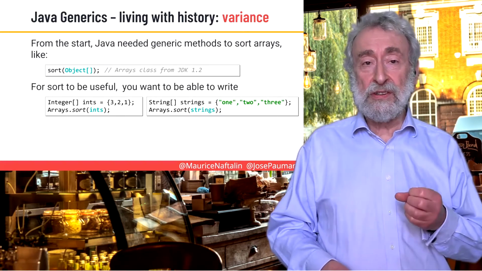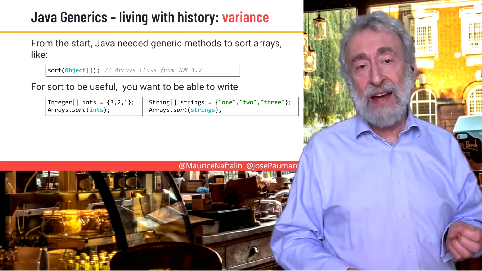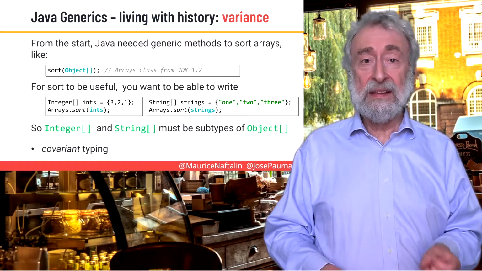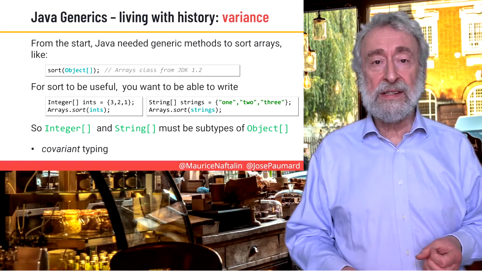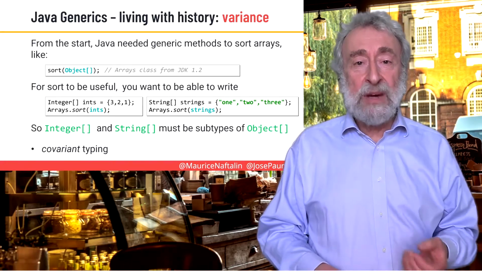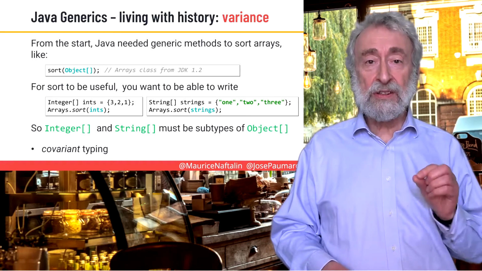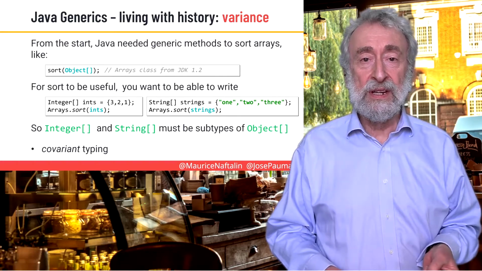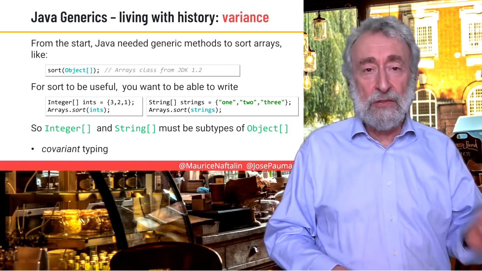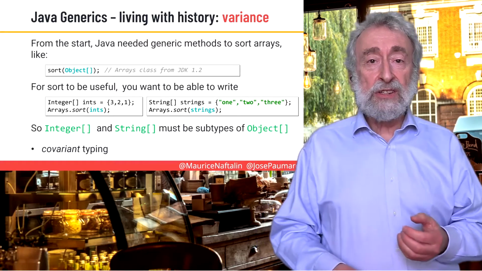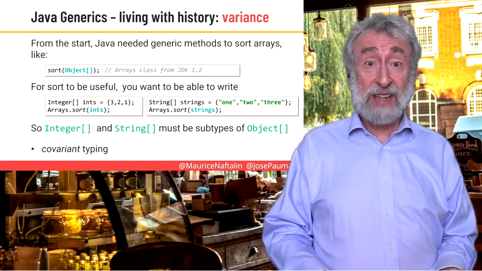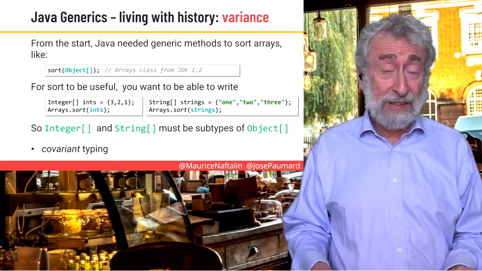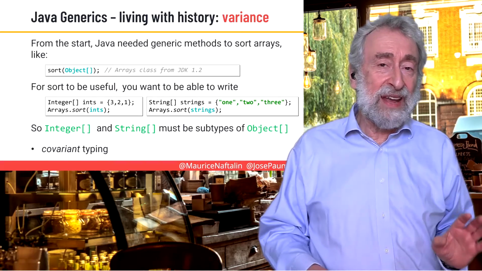But for both of those calls to sort to work, the type of the variable ints on the left must be a subtype of the Object array type that sort is expecting, and similarly for the array of String on the right. So Integer array and String array must be subtypes of Object array. This is called covariant typing because the type of the array varies in the same way as the type of the components. Because Integer is a subtype of Object, Integer array is a subtype of Object array. So to make generic methods work, covariant typing was the type scheme that was adopted for arrays, and this works sort of okay. It's got some drawbacks, which we lived with for many years and never thought anything of.